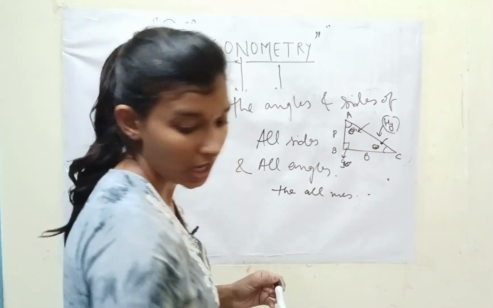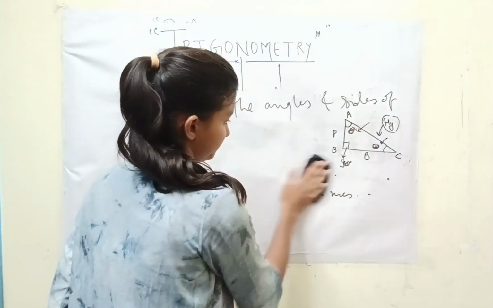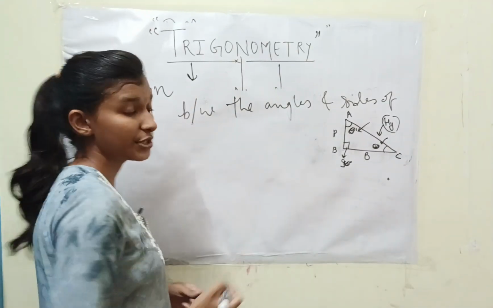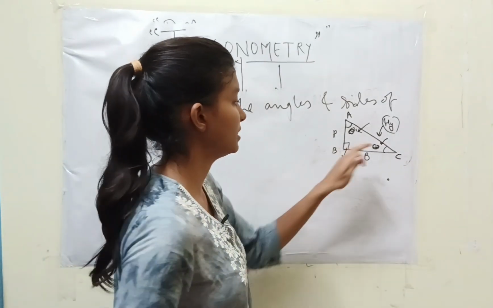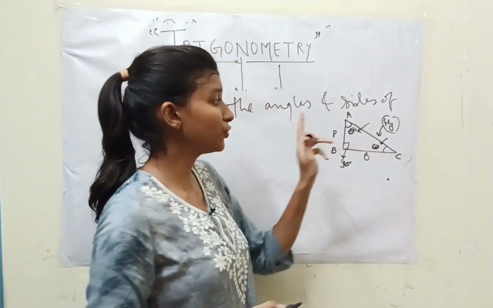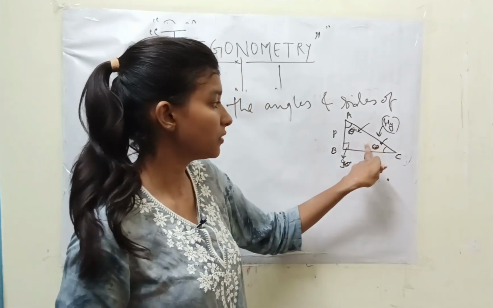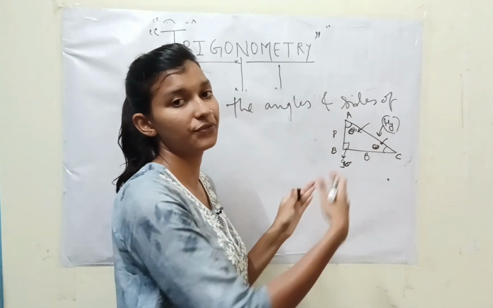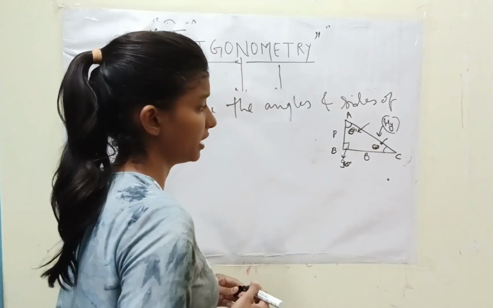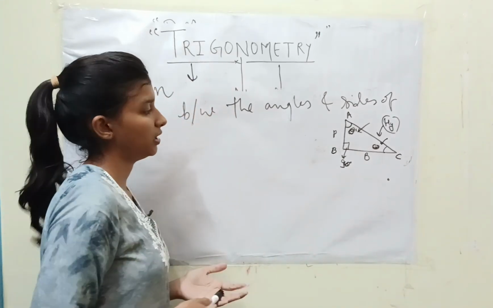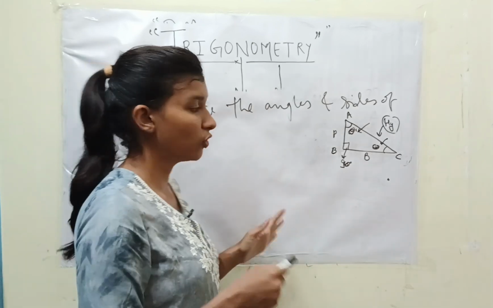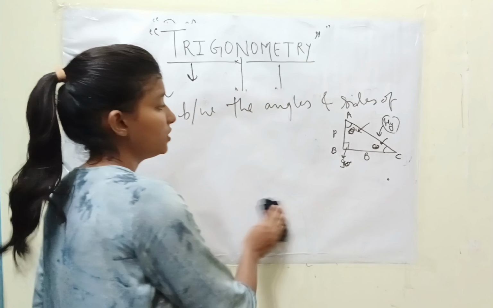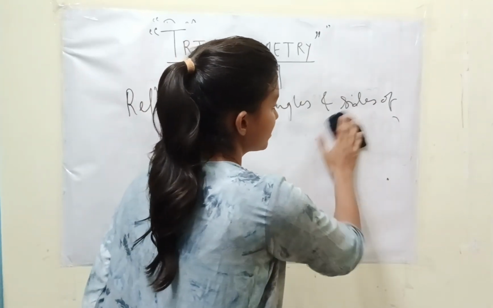How does it work? It works on some ratios. In trigonometry, we have ratios of the sides. The ratio of two specific sides with respect to one acute angle gives us different relations and different information. Before moving ahead, as I told you, our study goes around the angles and the sides. So we need to study angles and sides first.